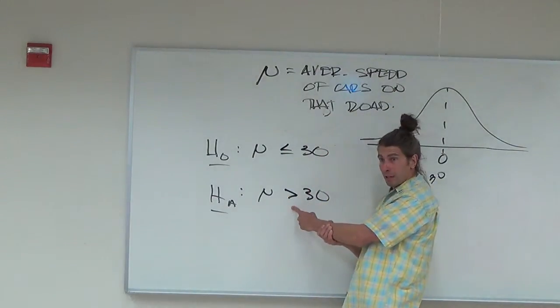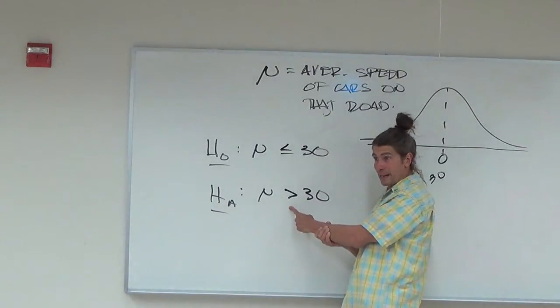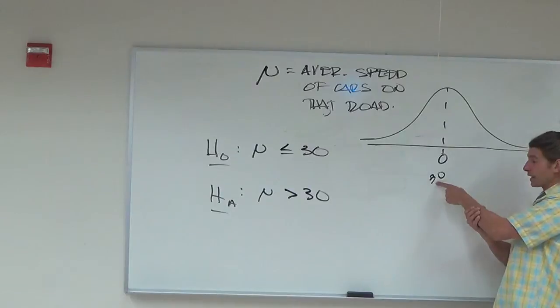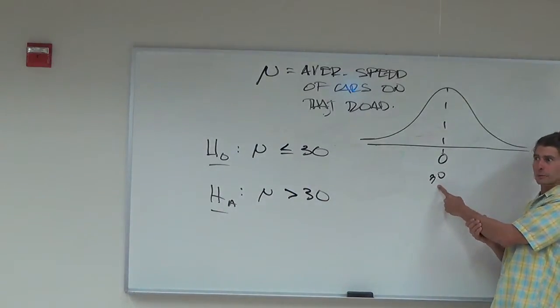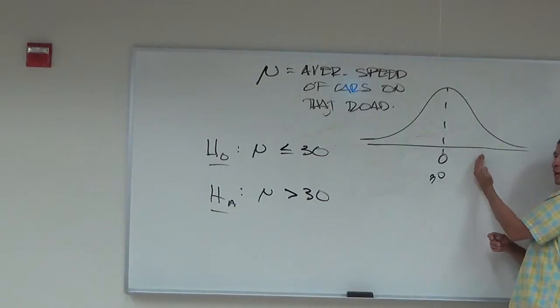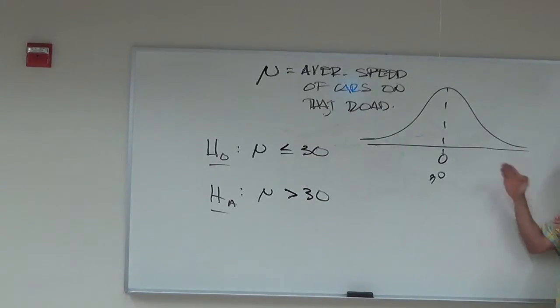So this implies the direction you think your data is headed. You think the cars are speeding. If the cars are speeding, here's the speed limit. What side do you think the cars are on? This side. So you want to shade this end up from that, because that would be your data or even more extreme, which would be speeding cars.